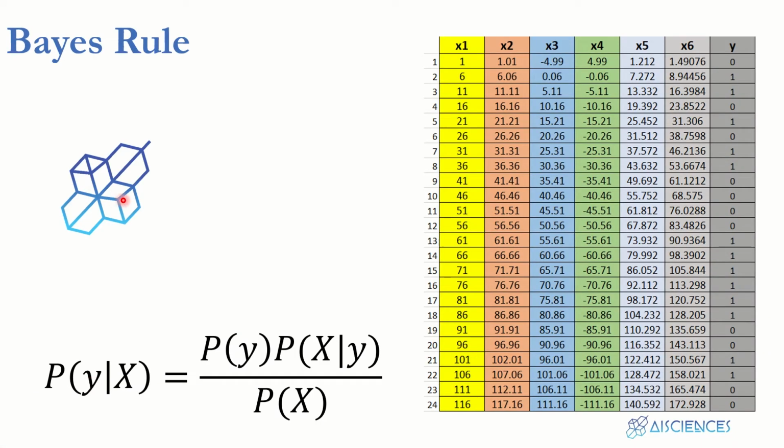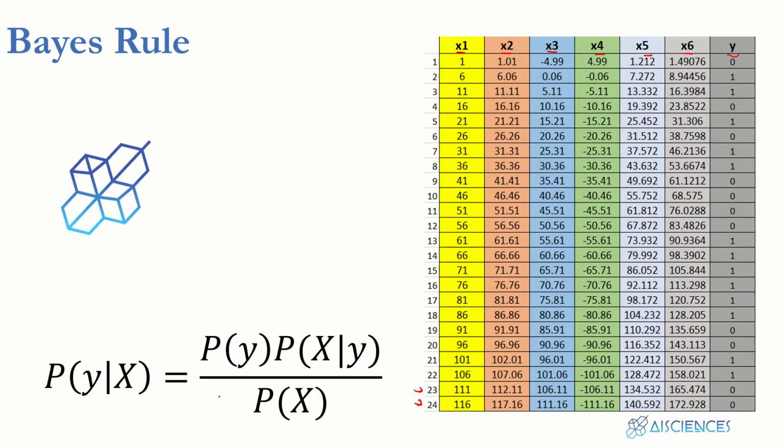Bayes rule, let me explain Bayes rule in terms of classification first. Let's take an example where we have some data with features, let's say x1, x2, x3, x4, x5, x6. These are features, and this y is the target label. The target label in this case is binary, which means we have just two classes, class 0 or class 1. Here we have 24 different examples, data samples, and 6 features.